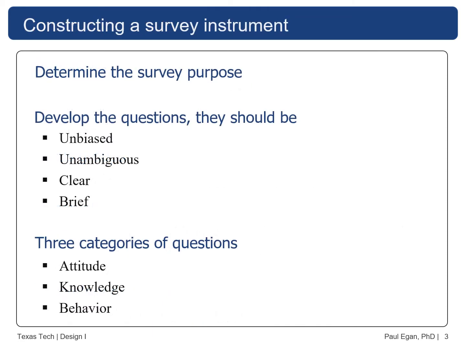So to create a survey instrument, you need to determine your survey's purpose. And so for this class, the purpose is to figure out whether they are accepting and excited about your product ideas, in terms of what features or what your product might be able to do or what problem it might be able to solve. And so when you develop these questions, you should remove bias from them.